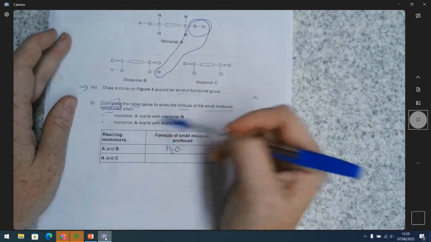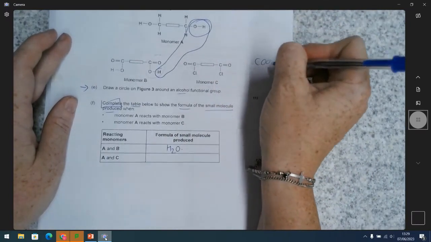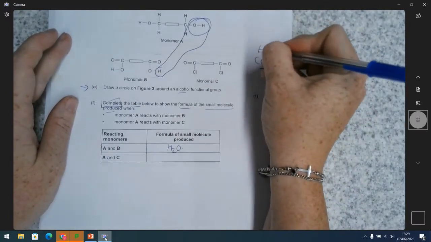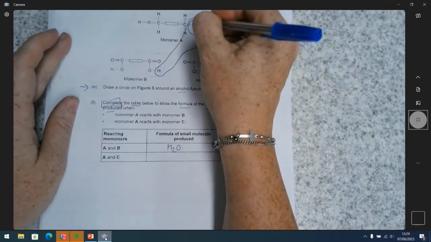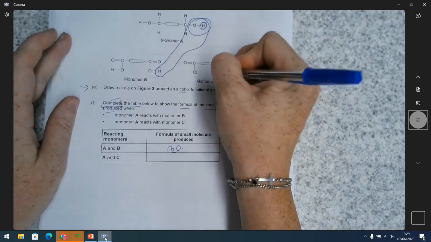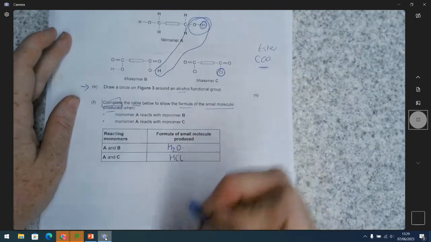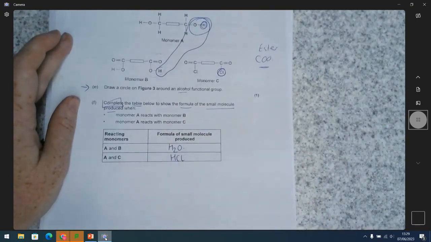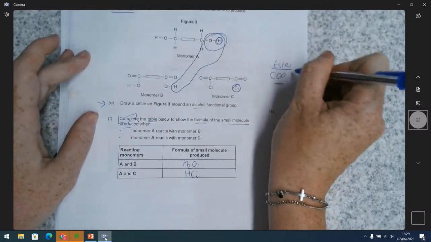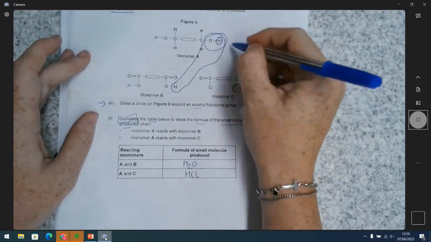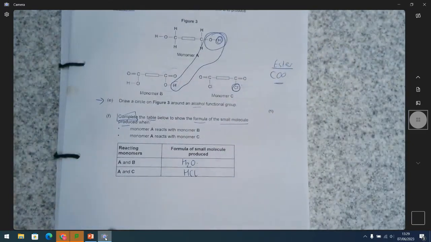If I've got A reacting with C, I've got to form the ester link. Remember, that is the ester link. And in order to form the ester link with that one, we would have to take away the H and the Cl, wouldn't we? And that would then form the ester link. So that would be HCl, which is hydrochloric acid. Okay, so the key thing in the question there is polyester. Esters have the ester link. I'm looking to form the ester link, so whatever I need to take away will help me to form the ester link.